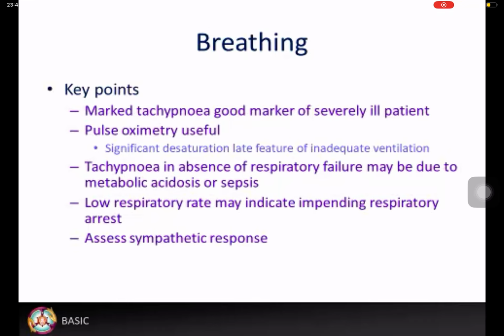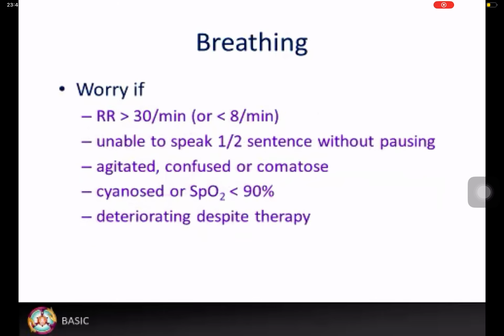patient. Pulse oximetry is very useful, but significant desaturation is a late feature of inadequate ventilation. Tachypnea in the absence of respiratory failure may be due to metabolic acidosis or sepsis. A low respiratory rate may indicate impending respiratory arrest, and again, assess the sympathetic response. You should worry if the patient has any of these features.